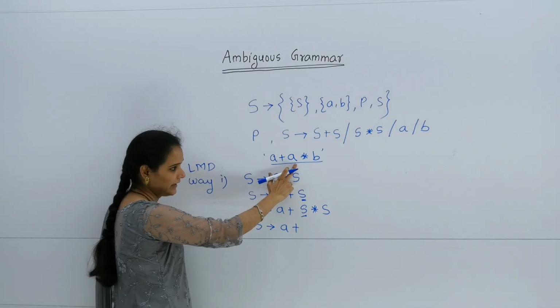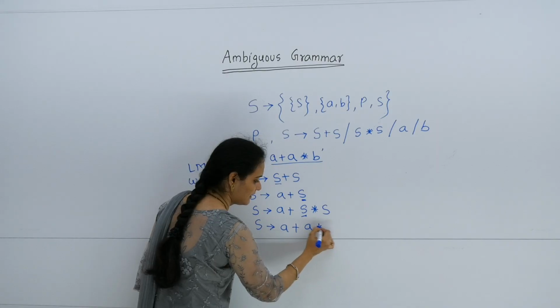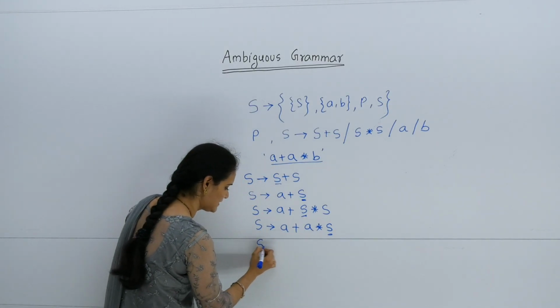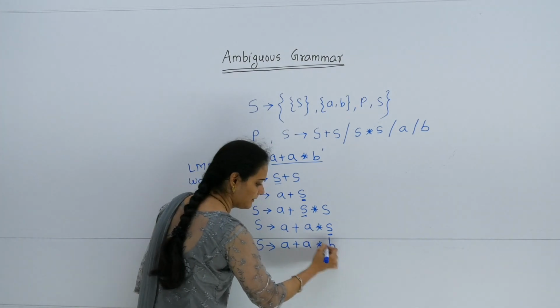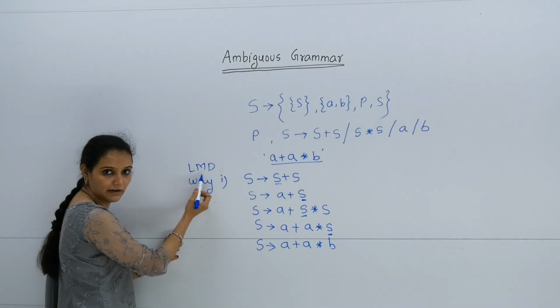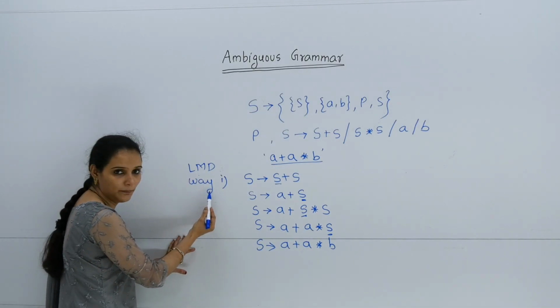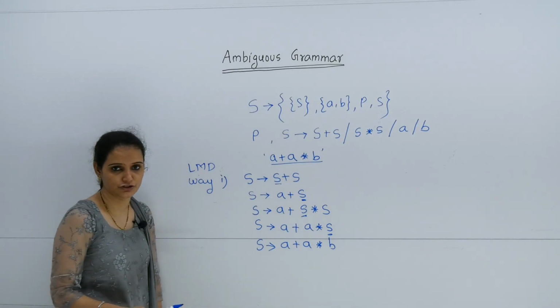S star S. Now it is the leftmost non-terminal which we are going to replace by what I want in the string, A. So S can be replaced by A also, and S produces A plus A star B. So here what I have obtained, by using leftmost derivation, is my first way to derive the string by using the production rules.